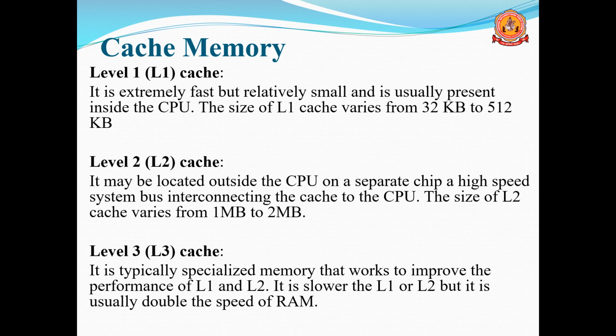The next one is level 3, L3 cache. It is typically specialized memory that works to improve the performance of L1 and L2. It is slower than L1 and L2, but it is usually double the speed of RAM. L3 has double the speed of RAM, and compared to L2 and L1, its speed will be less. It is mainly used to increase the speed of L1 and L2.